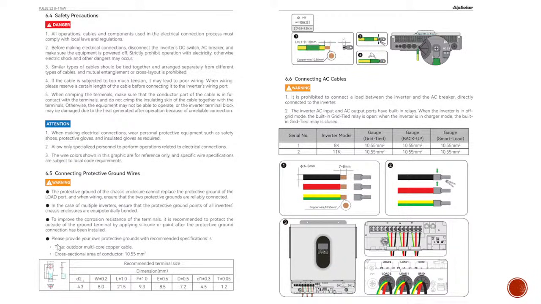So please connect your ground wires. Connecting protective ground wires is very important. In fact, you are advised to connect a ground wire to the chassis of the inverter. The body of the inverter, you should connect a ground to it, and that does not replace the normal ground for all of your grid and all of your load terminals. That does not affect you. Connect a separate ground cable for all of those ones.